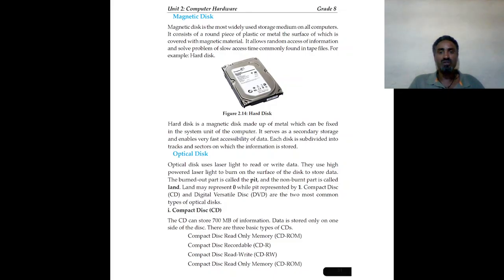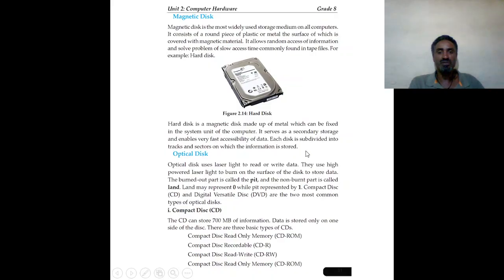A round piece of plastic or metal surface. It allows random access to information and solves the problem of slow access time commonly found in tape files. For example, the hard disk. A hard disk is a magnetic disk made up of metal which can be fixed in the system unit of the computer. It serves as a secondary storage and enables very fast accessibility of data.